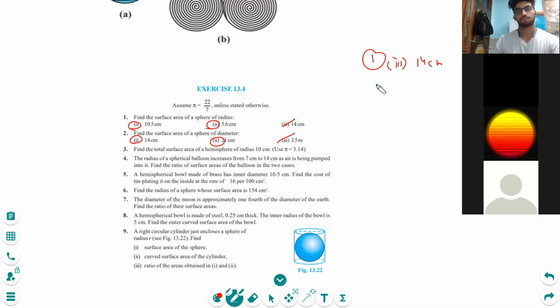4 pi r square. Surface area is nothing but total surface area. Even in this case, you can take either because both are the same. The surface area is 4 pi r square. Can you calculate this for me? Quickly do it and tell me the answer.